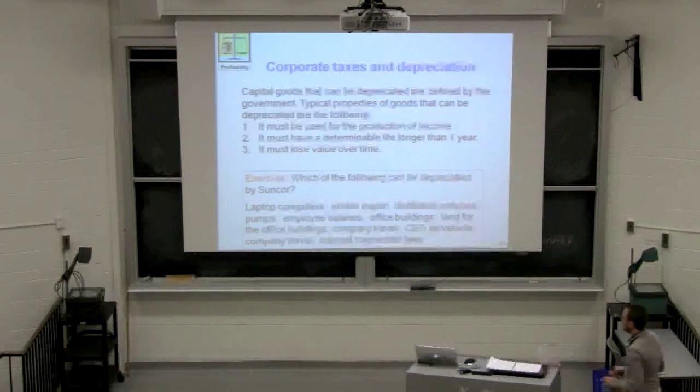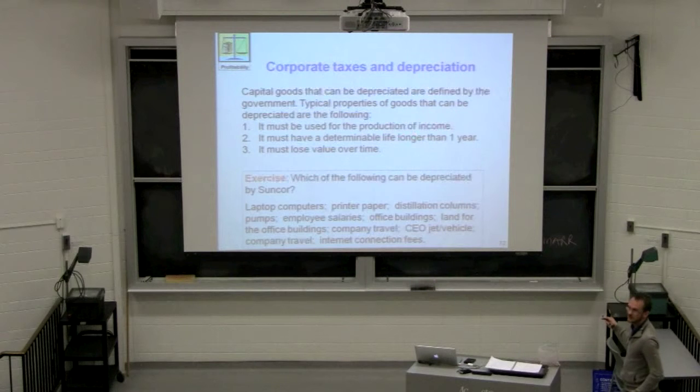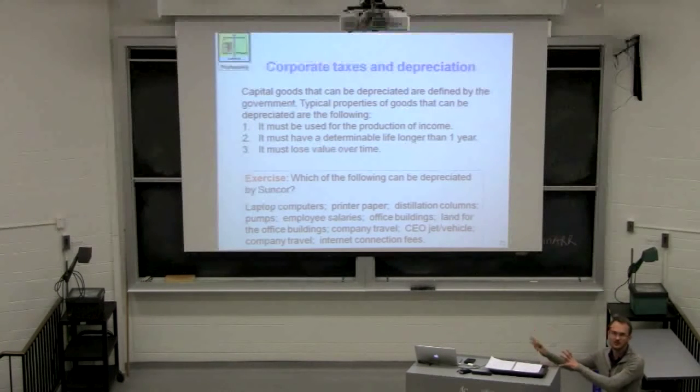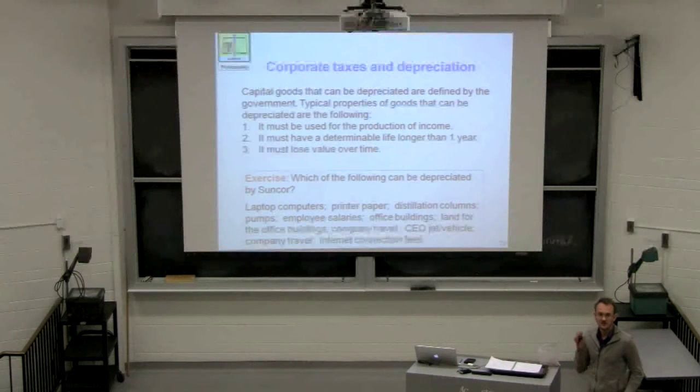That equipment must meet these three criteria. The equipment must be used to produce income. You can't just go around buying stuff and just putting it in your storage. Okay? You can't just go buy a distillation column and leave it in your company's warehouse, right? Or a heat exchanger or a pump. When you buy that pump, it has to be in service for this to be triggered. It must have a life longer than 1 year. And it must lose value over time. Okay? So those three criteria define when a good is eligible for depreciation.